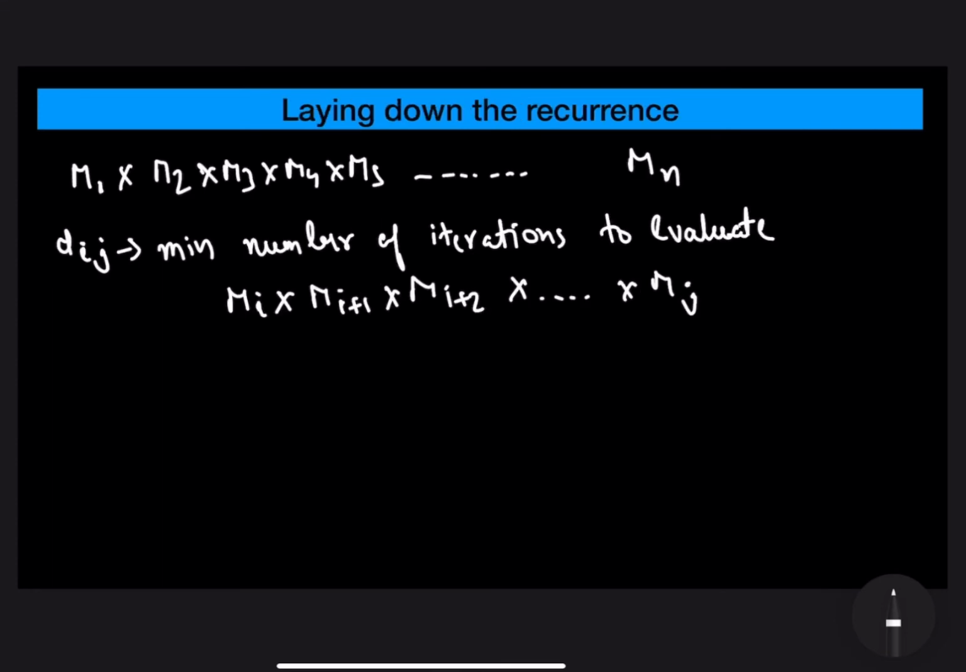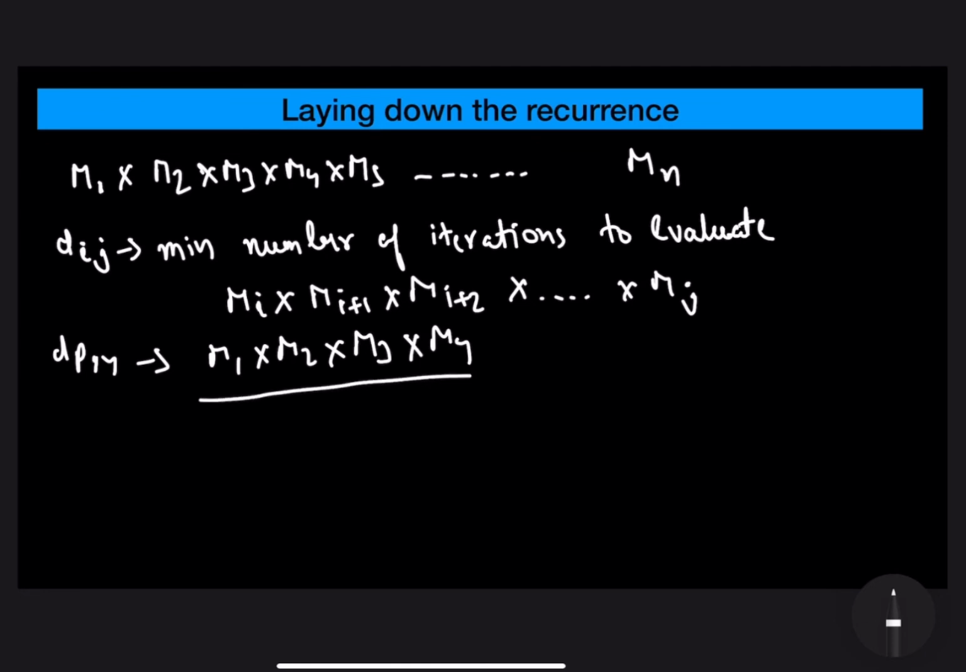Now to understand this recurrence relation, let's say that I want to compute the value of dp of 1 comma 4. It just means that I have to minimize the number of iterations to compute the value of M1 into M2 into M3 into M4. Our aim will be to bracketize this expression in a way such that the number of iterations is minimized. For solving a particular state, we put exactly 2 pairs of brackets on this expression. Let's see how we do that.